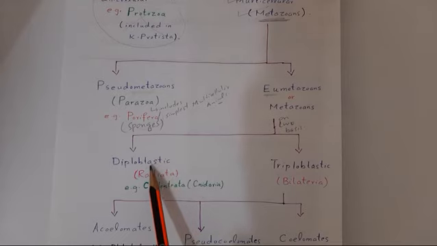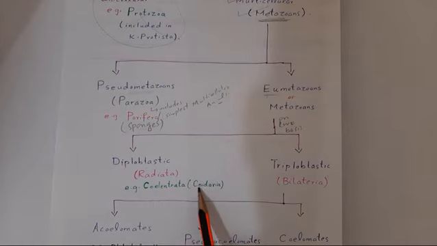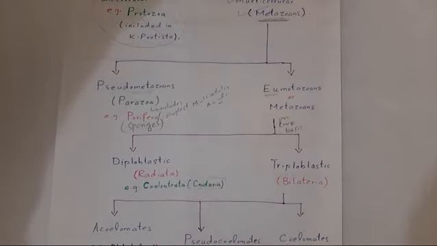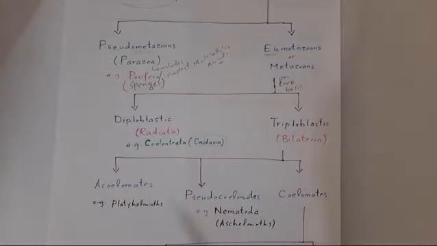So the diploblastic animals are grade Radiata. It includes only one phylum, that is Phylum Coelenterata, which is also known as Phylum Cnidaria. Phylum Cnidaria. Now the triploblastic animals are Bilateria.